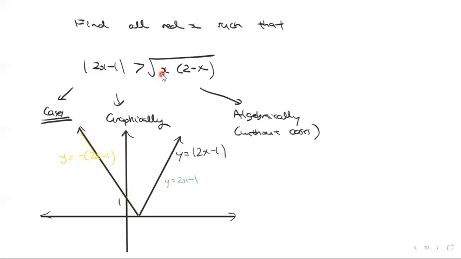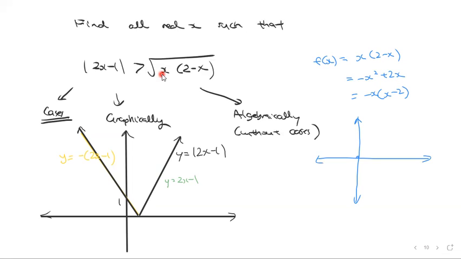If we consider f(x) equal to what's under the square root, that's going to be x times 2 minus x, which would be negative x squared plus 2x. Or perhaps better to think of it as negative x minus 2 times x. Drawing that means that, just very roughly, it's going to be a parabola, concave down, with roots at 0 and 2. So I'm going to get this sort of shape.